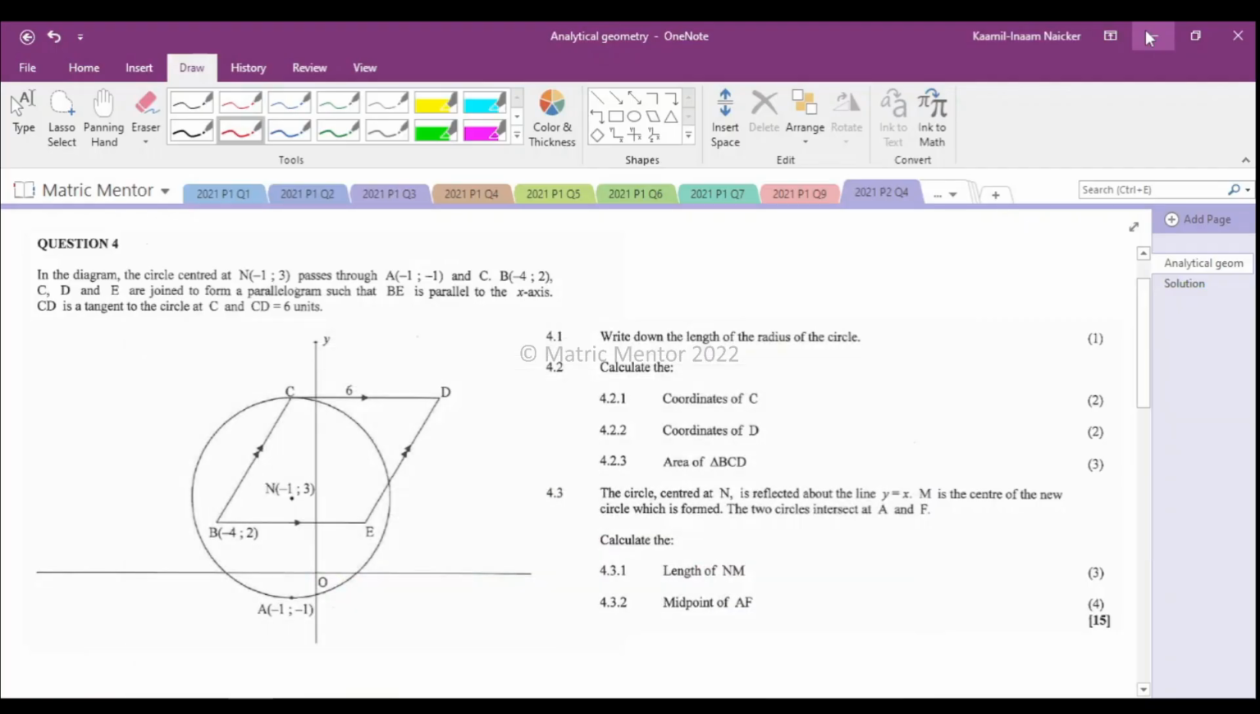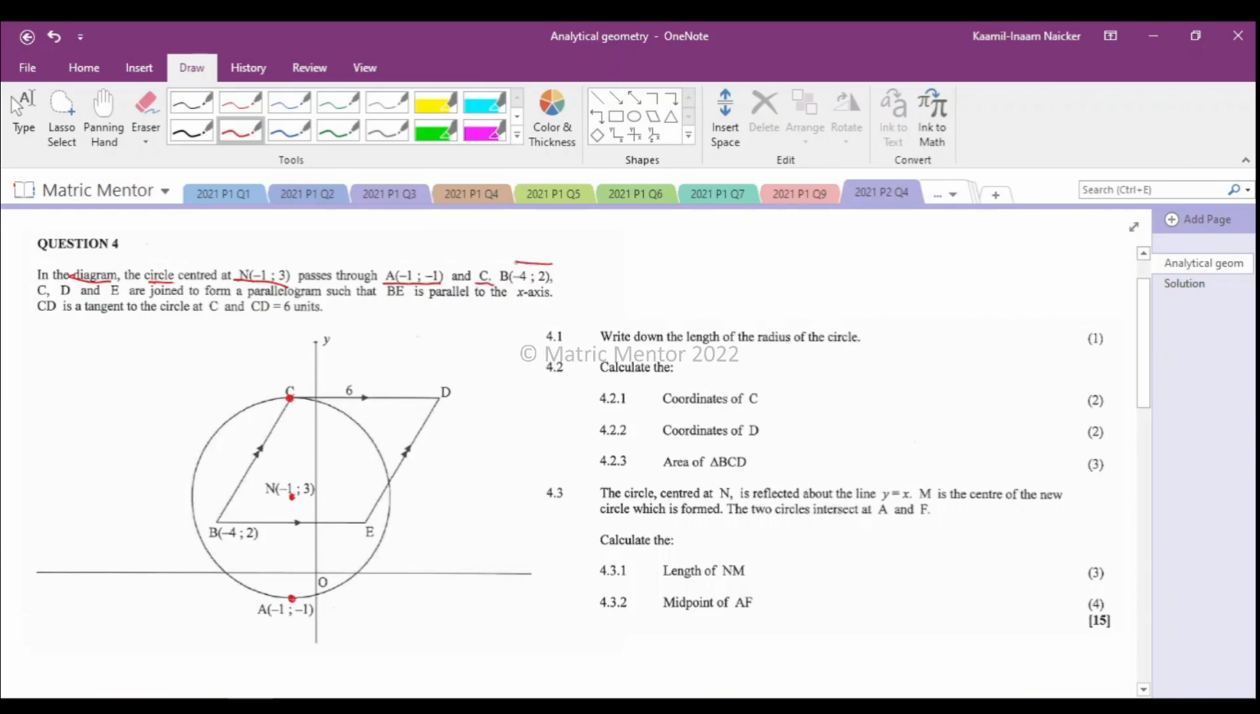All right, now let's have a look at 2021 paper 2 question 4, and this section deals with analytical geometry. So let's start off by just looking through the information given to us, and then we'll have a look at the questions. Okay, so they say to you in the diagram, the circle is centered at N, which is at (-1; 3), and it passes through the points A and C. Okay, so A and C lie on the circumference of the circle.